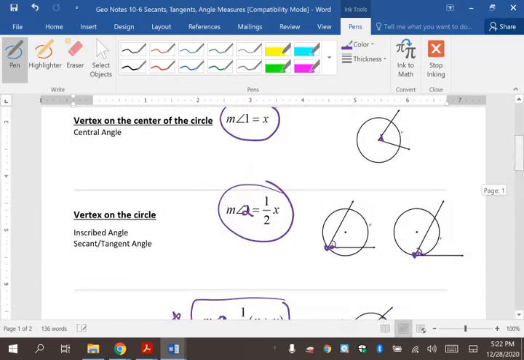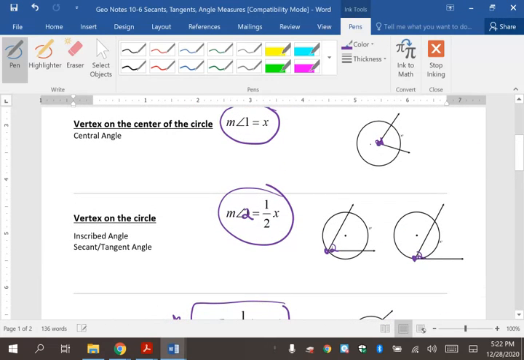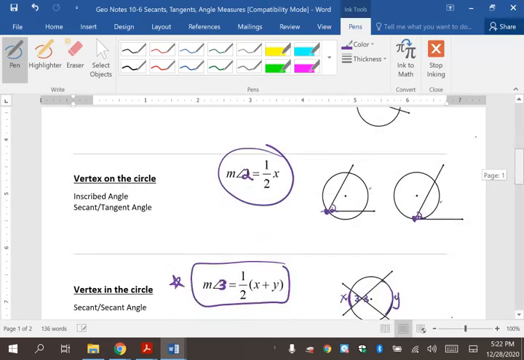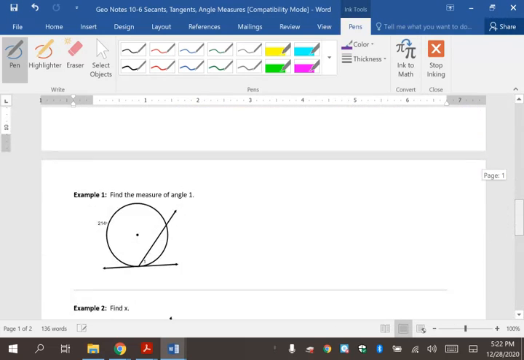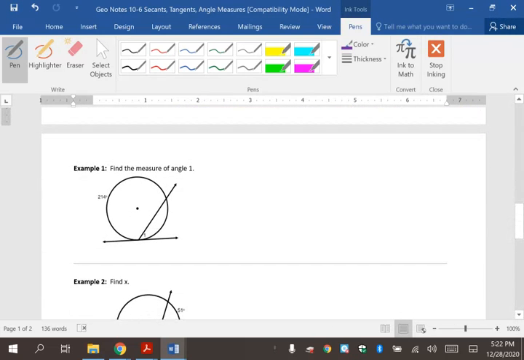So, is the vertex on the center of the circle? Is it on the circle? Is it inside the circle somewhere? Or is it outside of the circle? So where's the vertex? So let's look at example 1. Find the measure of angle 1. First of all, where's the vertex? The vertex is on the circle, so I call that angle 2. So we can change the variable or the question label. That is fine as long as you are labeling it on your paper. So that is angle 2.